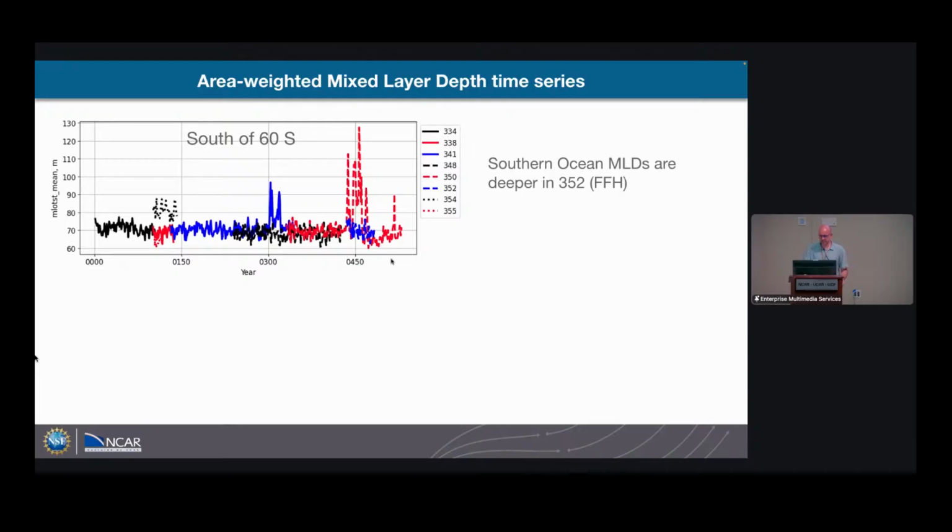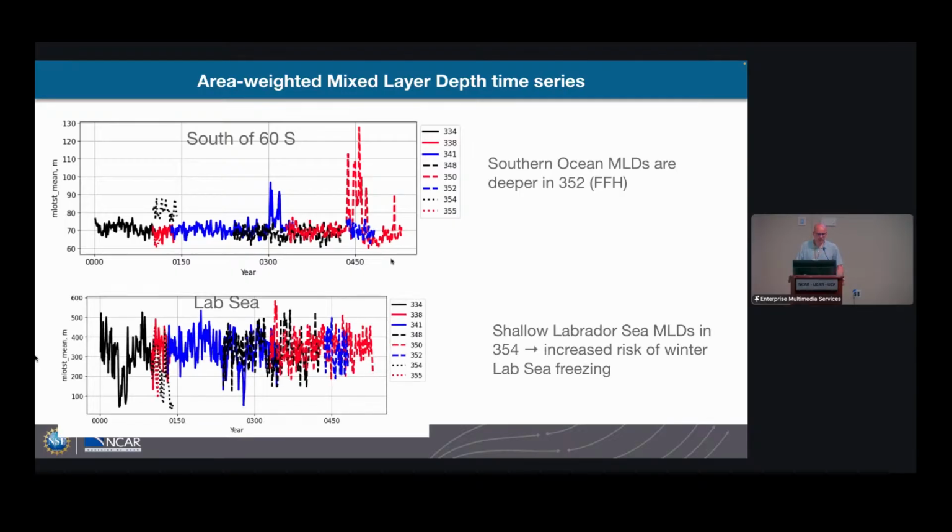It's a very distinct feature because it doesn't align with the rest of the time series. So it's a substantial change to the model when you do that. It has much deeper mixed layer depths in the Southern Ocean than when you use the boundary scheme. And we've been tuning all the other parameterizations on top of Bodmer. So making the switch to FFH at this stage, as you can see here, is a shock to the system.